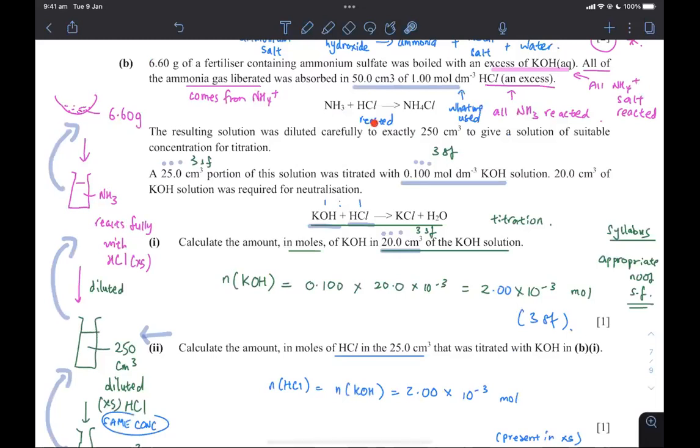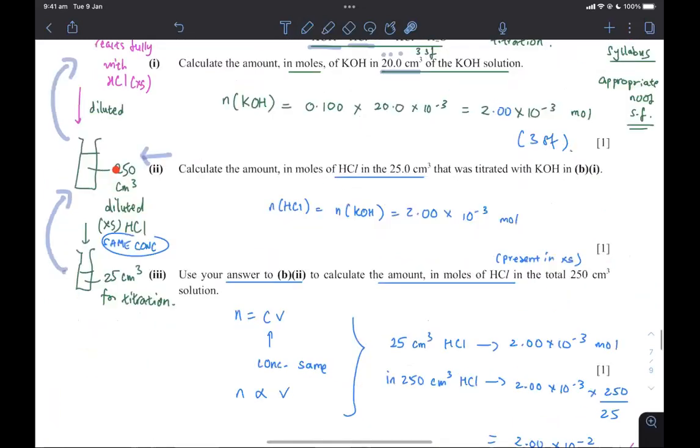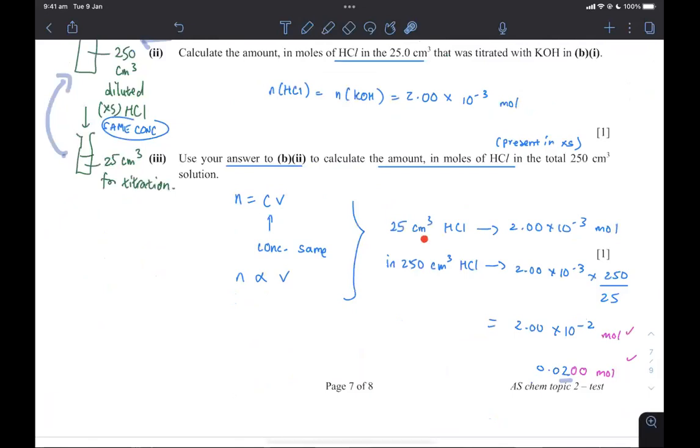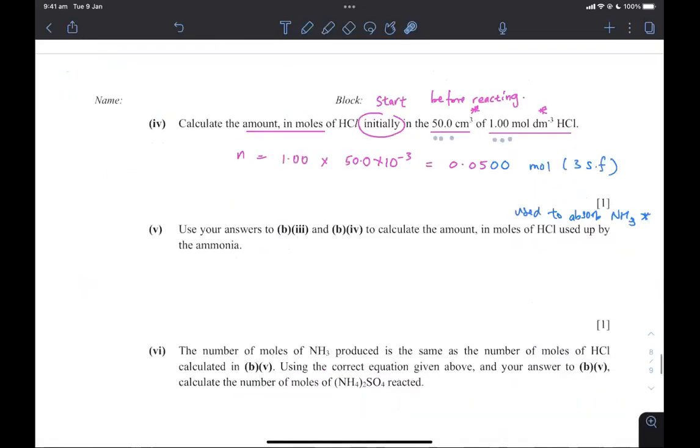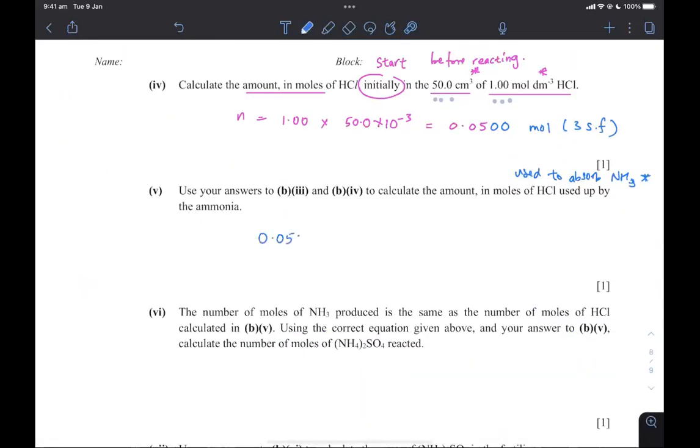What we use. How much reacted is going to be what we use minus how much remaining. How much remaining was what we use for our titration, not in the 25 cm3, but in the 250 cm3. So you've gotten 0.02 mole remaining. Hence, this is what you put in total. This is what you put in all together. Take away how much remaining. This is remaining, which is what you use for your titration with KOH. Okay, remaining at the end of reaction after you absorb all the NH3.